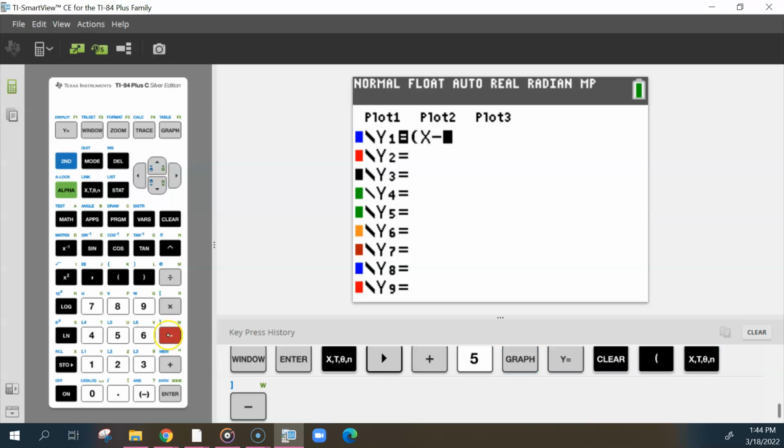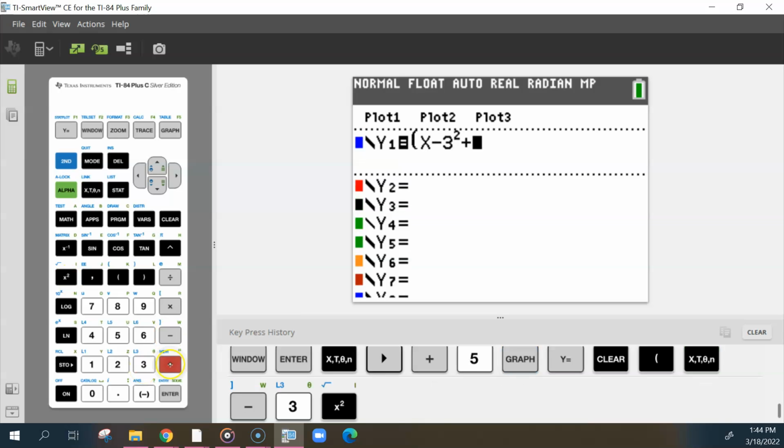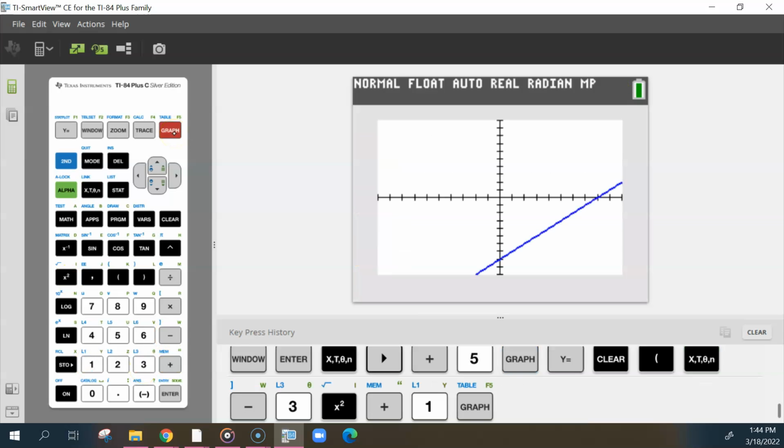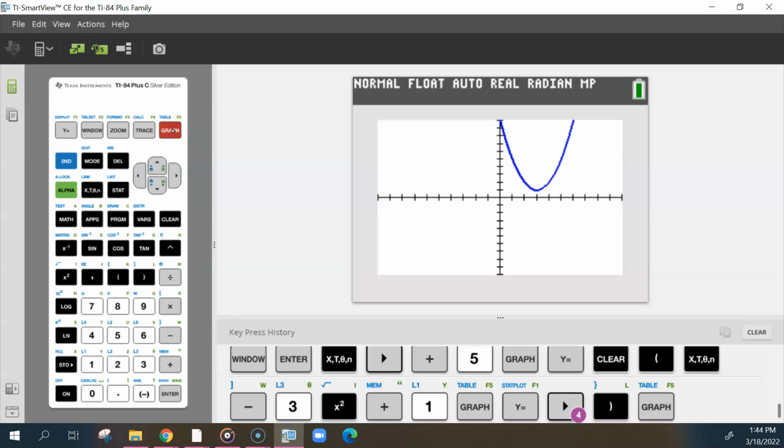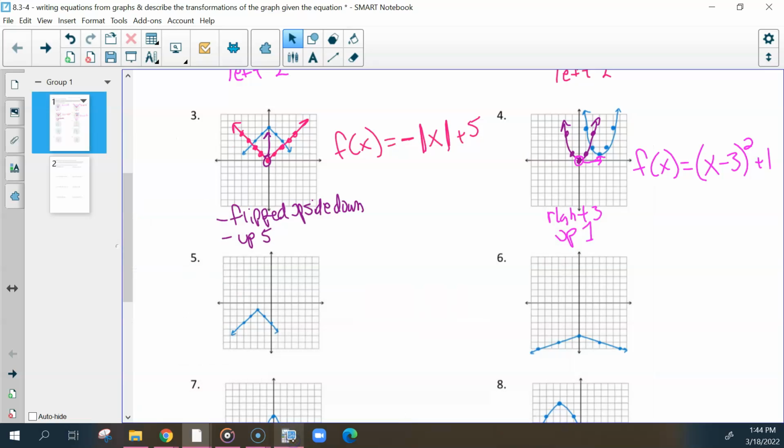x minus 3 squared plus 1. Oops, I didn't type that in correctly. Let's try that again. There we go. Now it has been moved to the right 3 and up 1. All right.